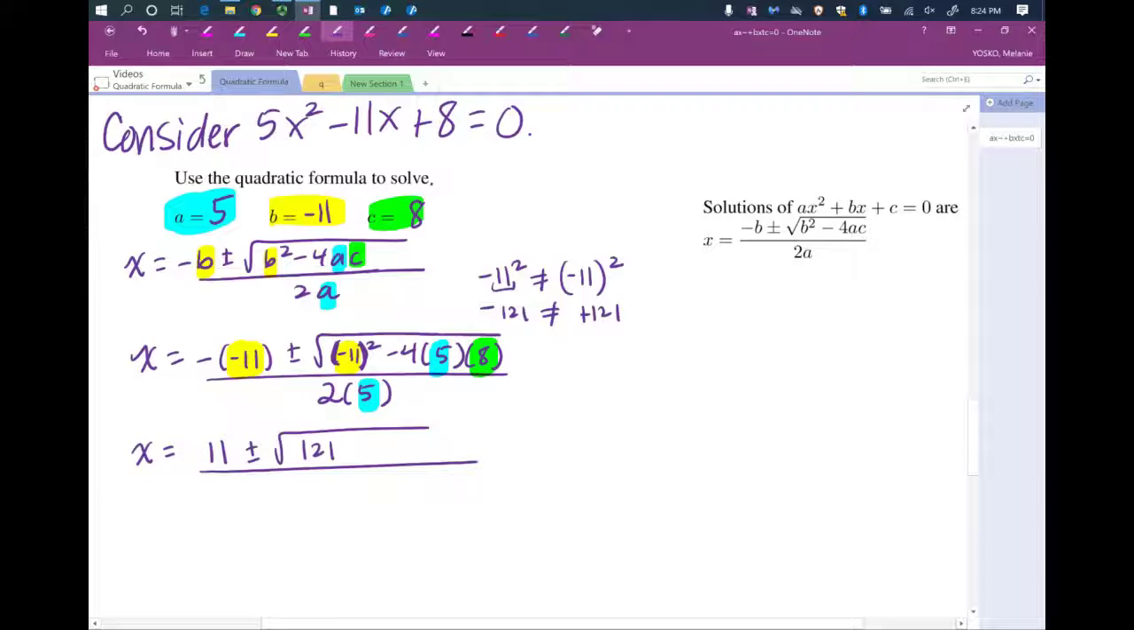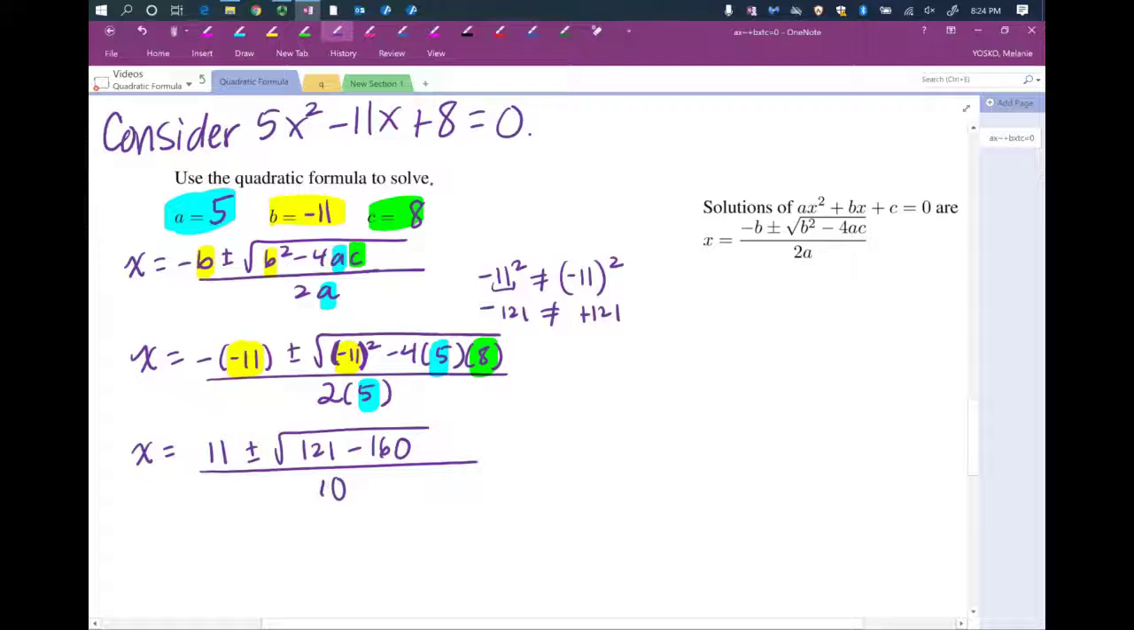Okay? So then we have negative 4 times 5 times 8. So that is 160. Be very careful here. Check your sign. You have a negative times two positives. You're ending up with a negative 160. And all of it is divided by 2 times 5. Well, 2 times 5 is 10.